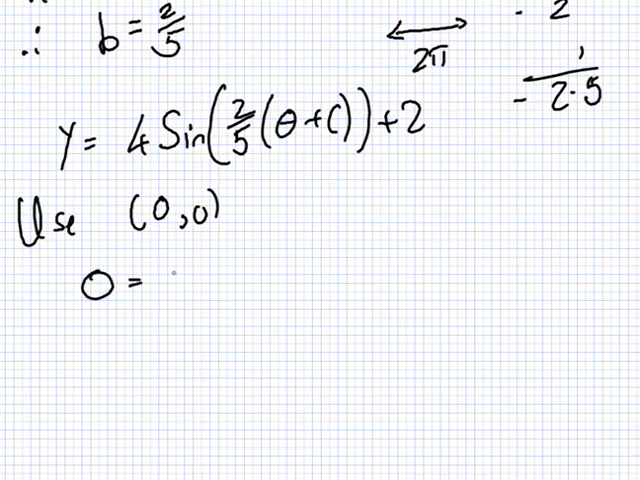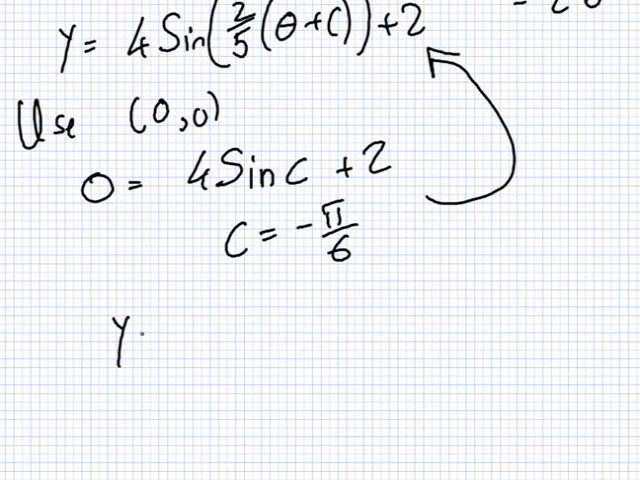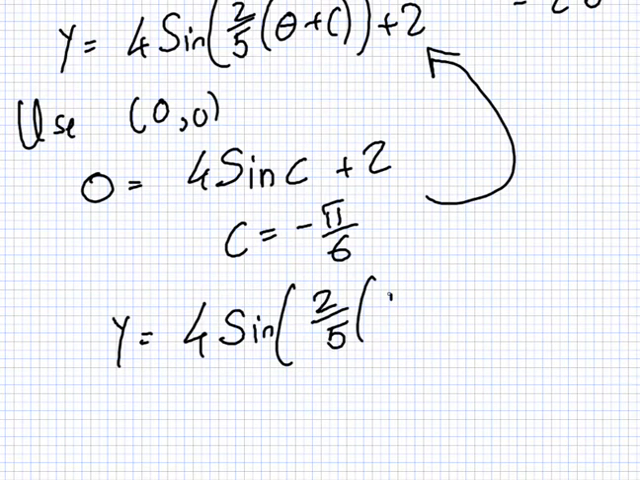So 0 equals 4 sine C plus 2. I should use radians because I'm in radians on the graph. So this gives me C equals minus pi over 6. So I'll pop that back in. I get y equals 4 sine 2/5 theta minus pi over 6 plus 2.